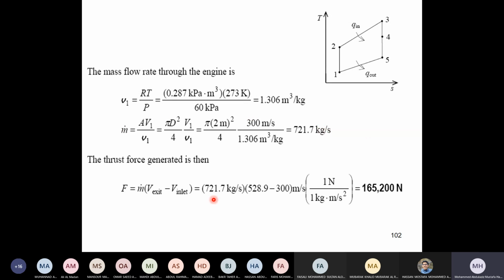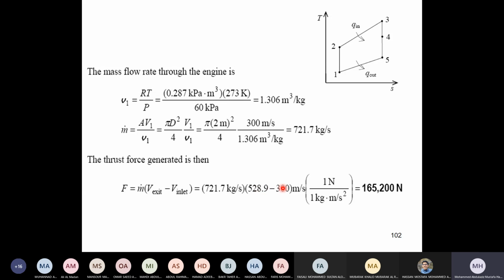Once you have the mass flow rate, then the thrust will be equal to m dot times v exit, which you calculated, minus v inlet. V inlet is the same as the velocity of the aircraft. Remember here, the velocity of this is the velocity of the aircraft, and this is the velocity of the gases outside. These are not the same. Of course, this has to be more than that.